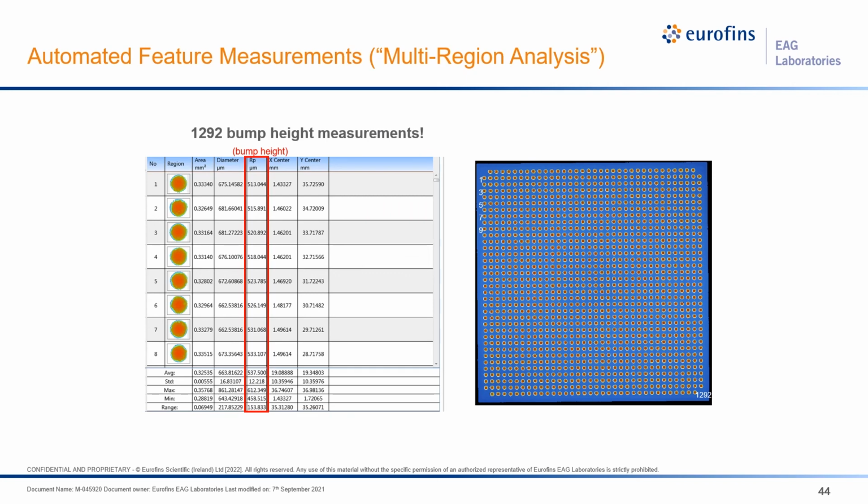The OP software has a feature called multi-region analysis, which is a pattern recognition algorithm that can identify regions of interest based on their height or spacing. In this example, multi-region analysis identified all 1,292 bumps in the array. This is an abbreviated version of the output table showing only the first 8 bumps. The details of the output table aren't important for the purpose of this talk, but just note that the area, diameter, height, and position of the bumps was recorded. With the positional information, it was possible to locate the bumps having the largest height deviations.